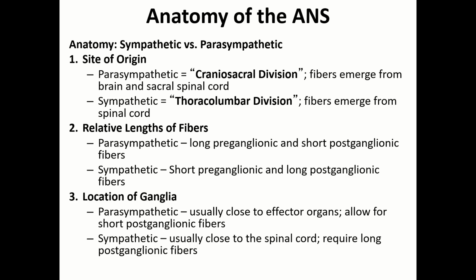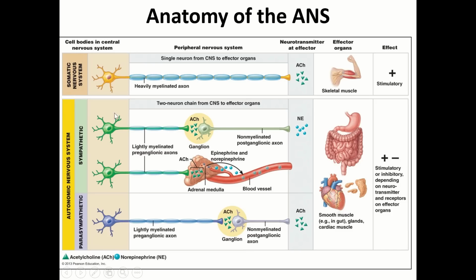But in the slides that follow, you can see where I've basically described what you're seeing. To begin with, we'll look at the site of origin. The parasympathetic nervous system is called the craniosacral division because the fibers emerge from the brain and spinal cord. And the sympathetic is referred to as the thoracolumbar division, where fibers emerge from the spinal cord. Either way, both sympathetic and parasympathetic fibers have cell bodies within the central nervous system.